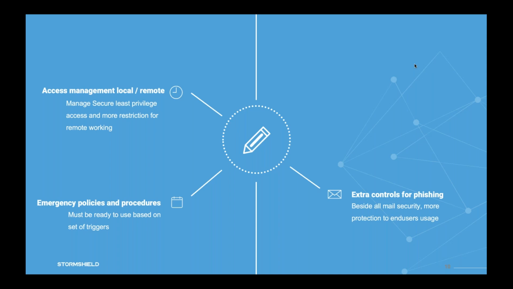Emergency policies and procedures must be ready to be used upon a set of triggers. So people are trained and they have policies in place. So when an incident happens, multiple triggers have been met, and then you have the actions clear for people to follow. This is something also important.